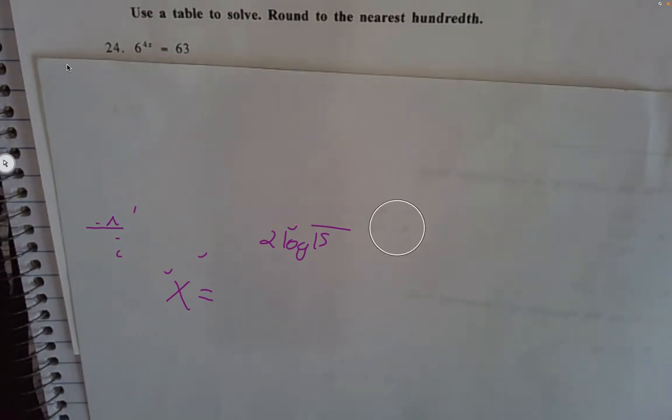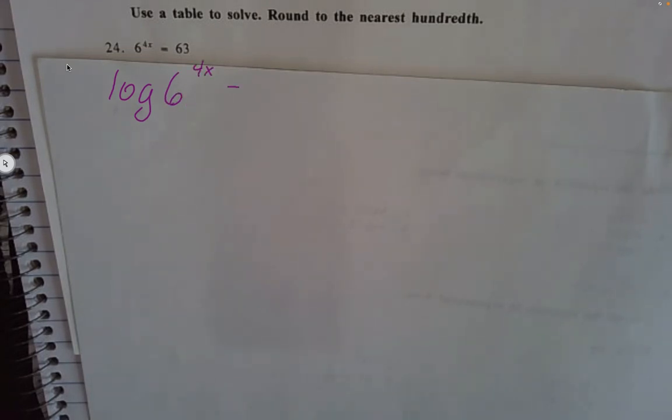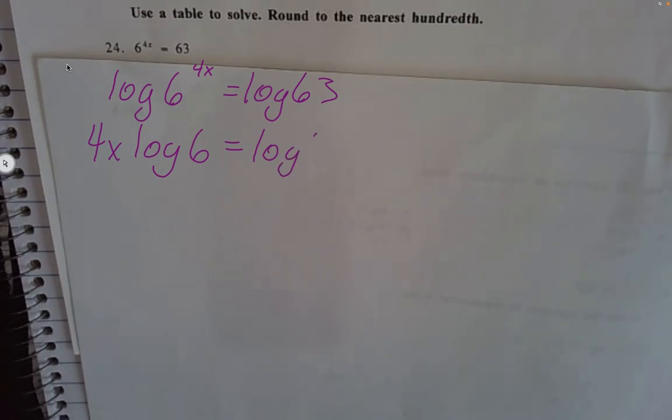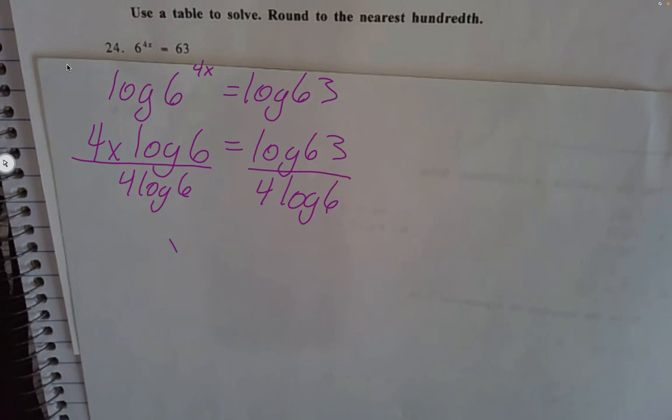24, it's the same thing, but it says use a table. I would not use a table if I'm comfortable with this method. I just keep going. So you put log out front again. Then bring down the exponent. I know it's the same thing over and over again, but I'm trying to drill it in your head. And then divide by 4 log 6. It says to the nearest hundredth, so we're going to go 2 decimal places. Let me see what we get for that answer.